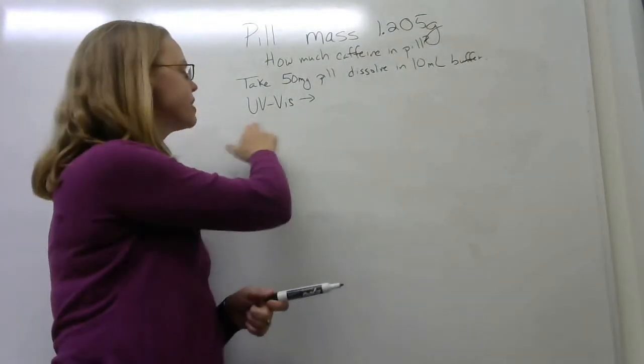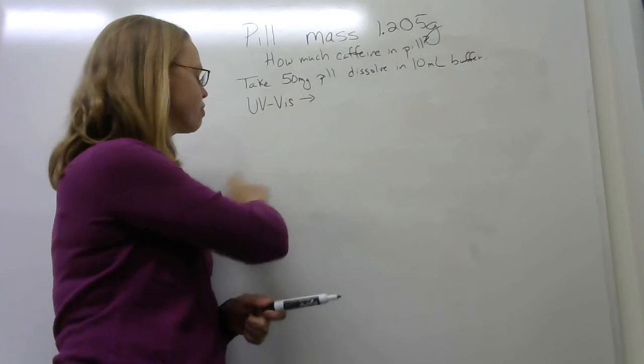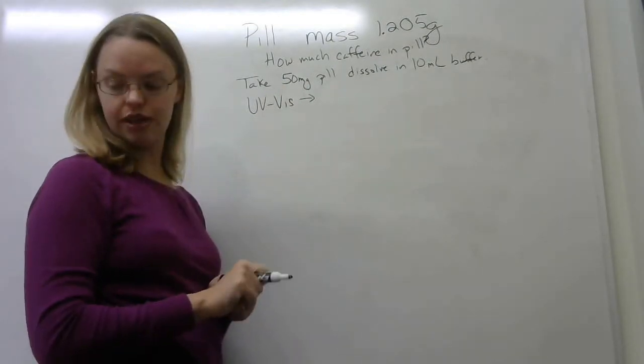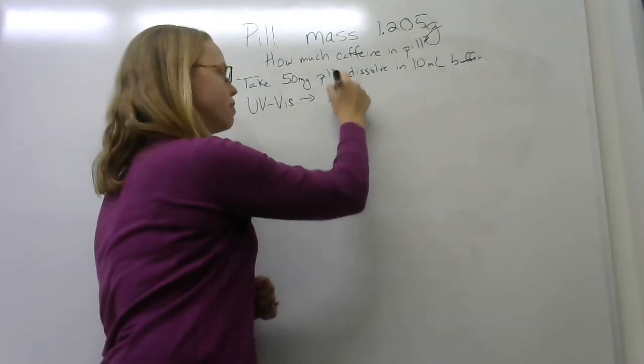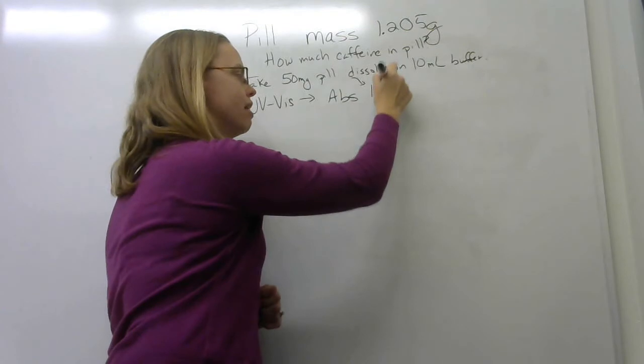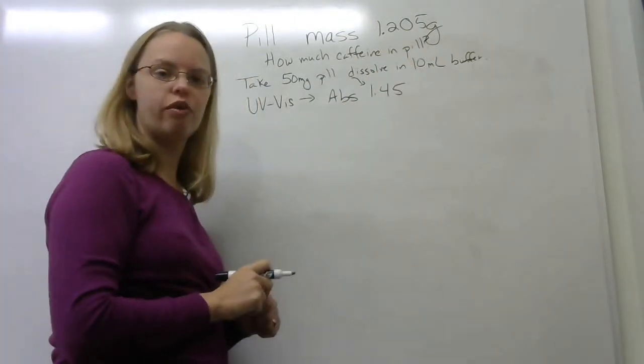And then let's just pretend we're doing UV vis. The actual technique we're doing here really doesn't matter. But we're going to do UV vis and we're going to take the absorbance. Let's say that we took the absorbance of our unknown, this solution that we made right there, and we got an absorbance of 1.45.